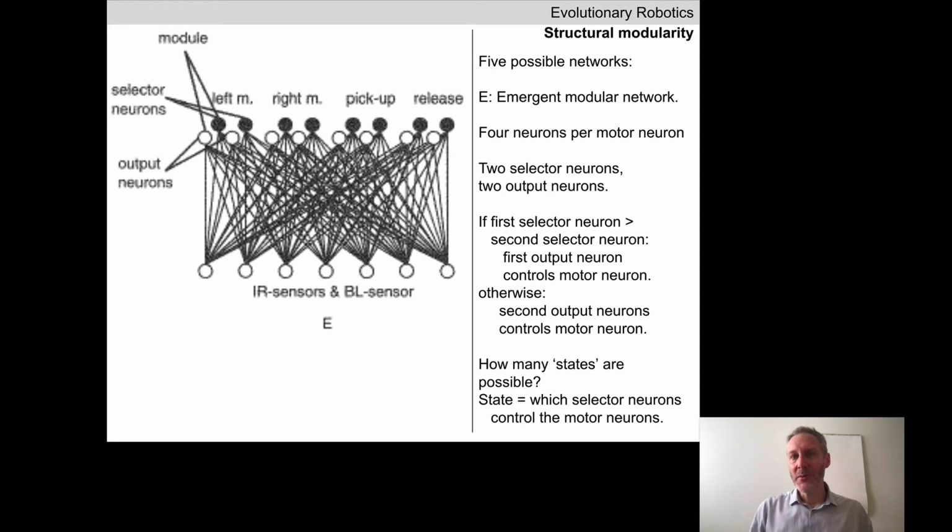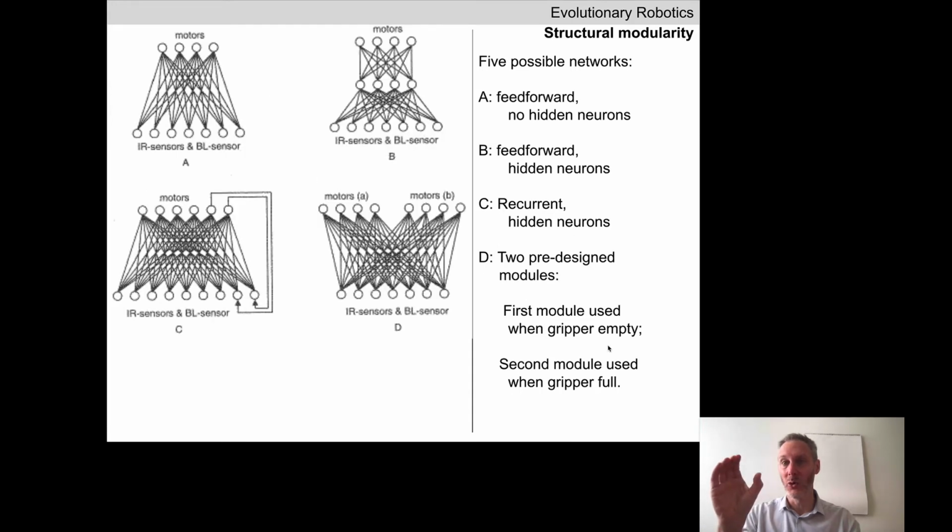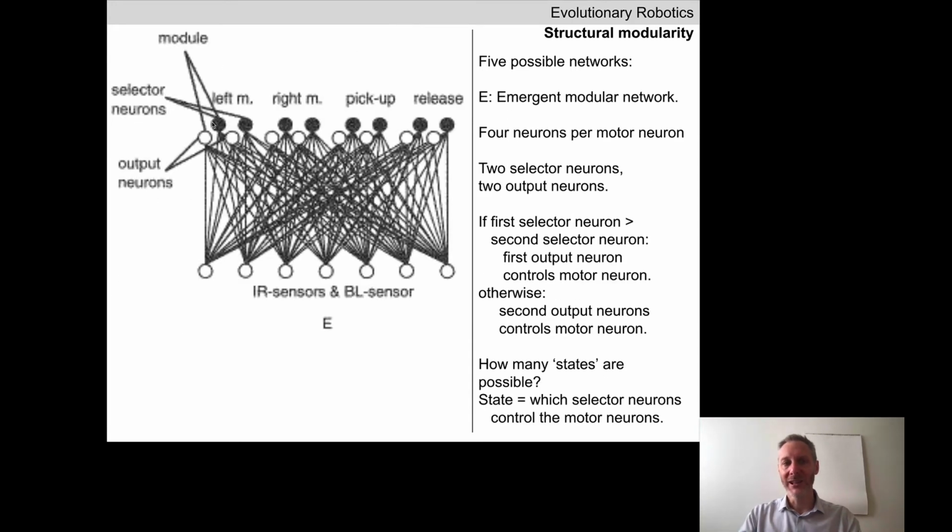Let's imagine a different hypothetical situation. Let's imagine we evolve a successful robot that cleans up the arena. When we watch that successful evolved robot in action, we notice that whenever its gripper is empty, whenever it is not holding an object, the left selector neurons are always higher than the right selector neurons, meaning the robot's behavior when it doesn't have an object is being controlled by this neural module, this neural module, this neural module, and this neural module.